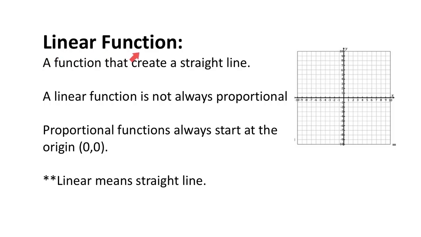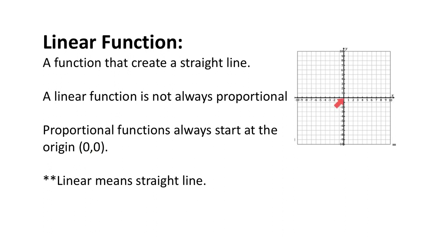A linear function. When you think of linear, I want you to think of line. So it is a function that creates a straight line. A linear function is not always proportional, okay? It's going to be proportional if it goes through the origin. So proportional functions always start at the origin or go through the origin, okay?